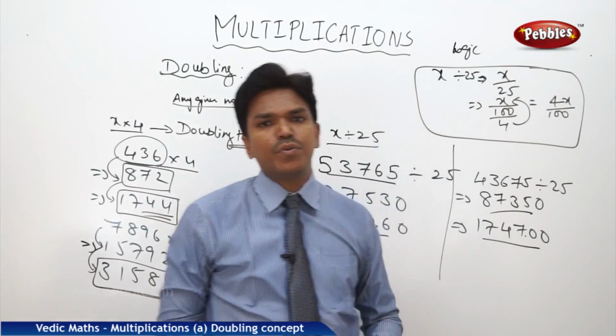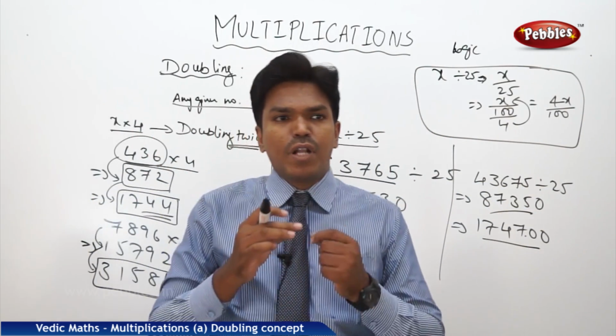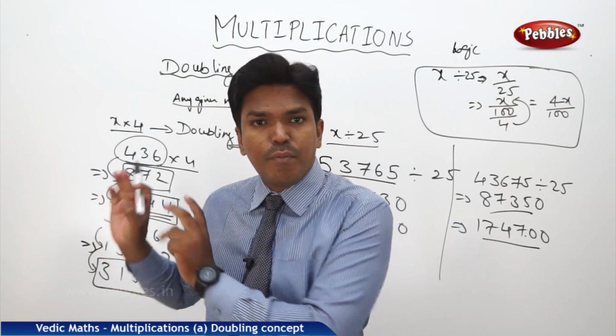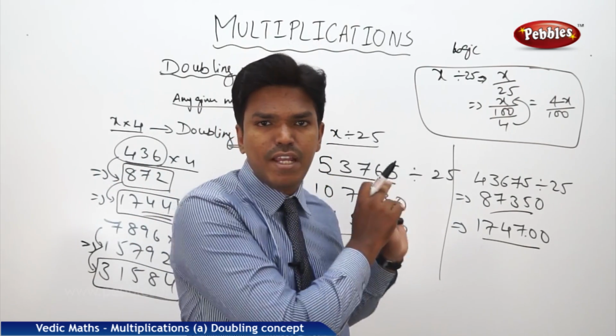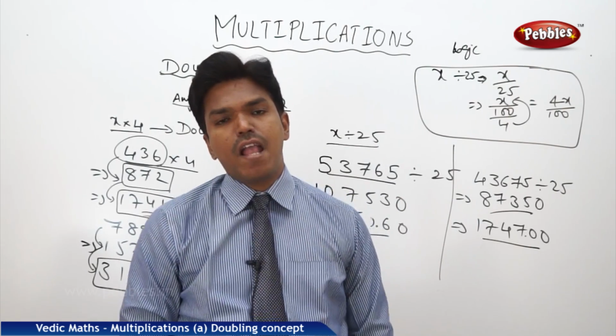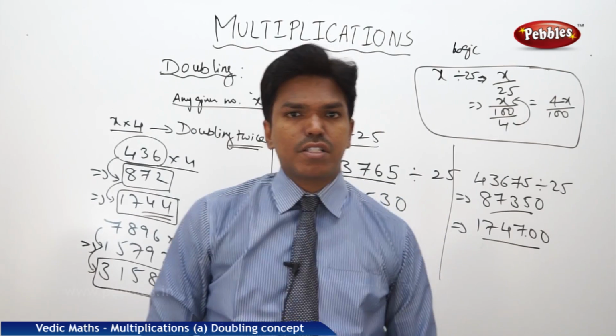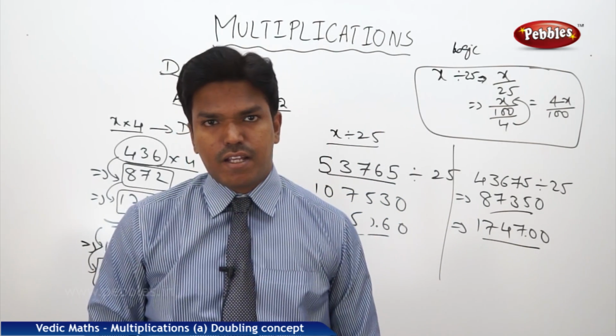So that's how you can do it. You can take the advantage of doubling in the case of multiplication by 4 as well as division by 25. Now we will go to another concept, one more important concept of halving.